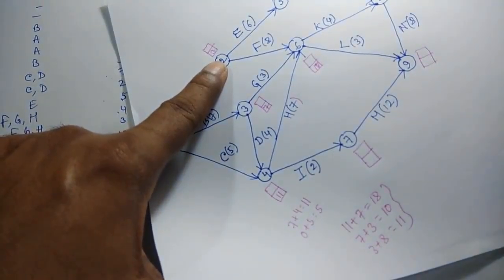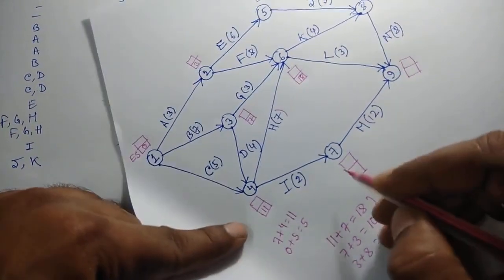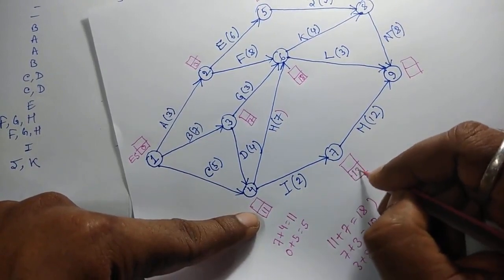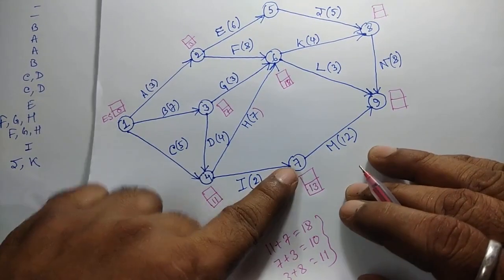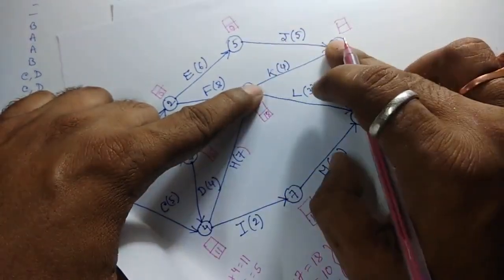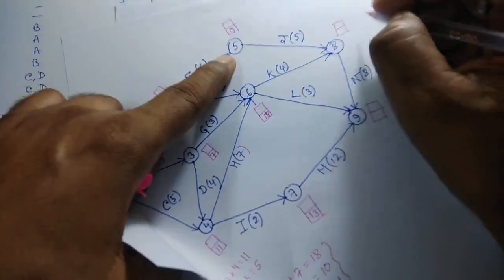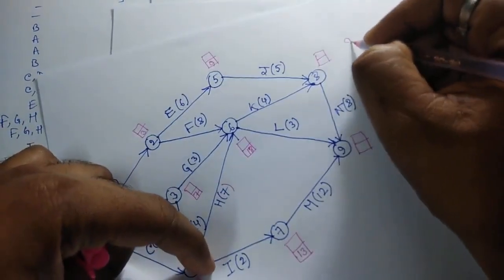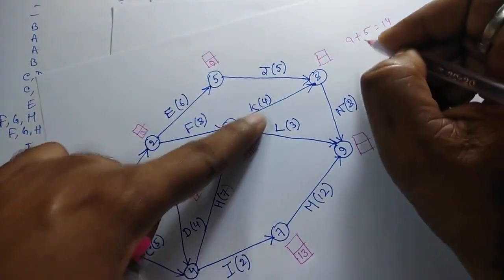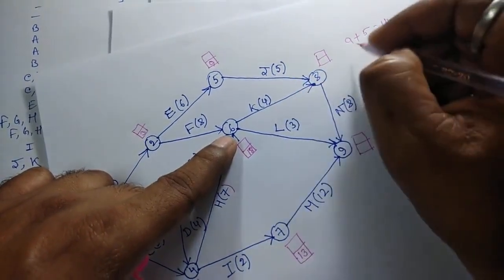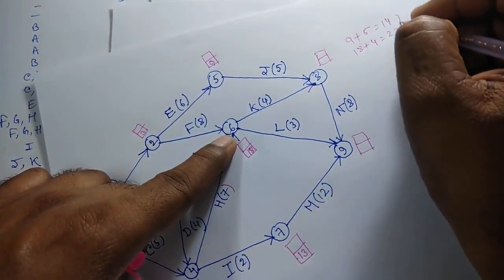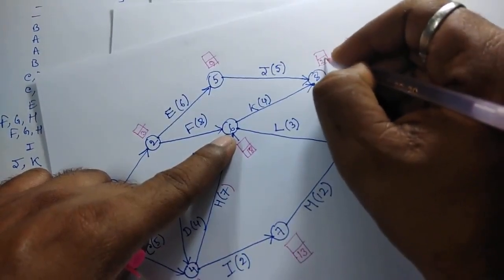Now node 7. For node 7, the earliest start time will be 11 plus 2, that is 13. For node number 8, there are two paths. So it will be either 9 plus 5, 14, or 18 plus 4, 22. Consider the higher value. So 22.